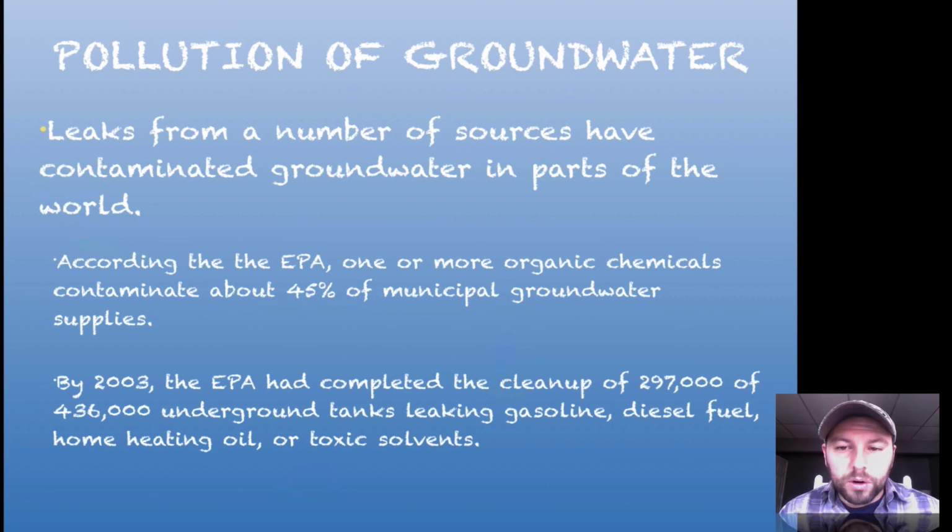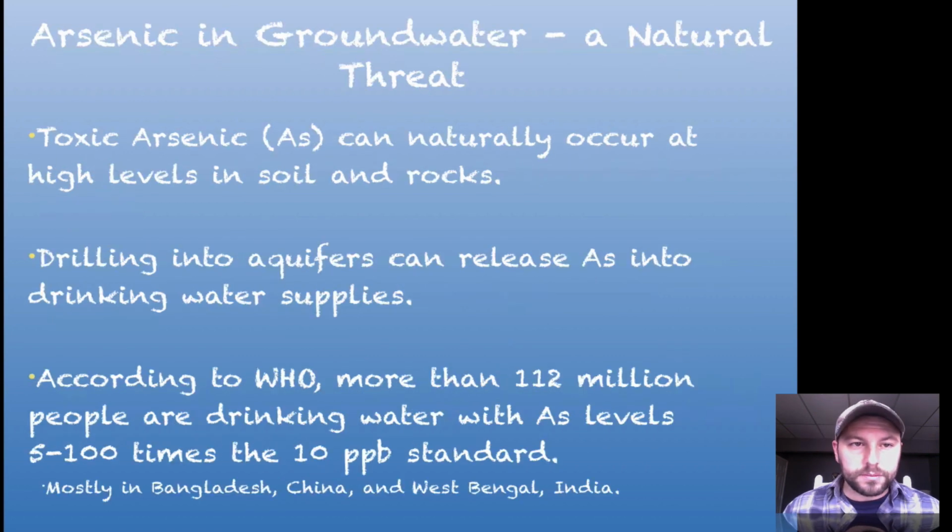According to the EPA, one or more organic chemicals contaminate just about half of the municipal groundwater supplies which we test for, and they are things that we have to look out for. Arsenic can naturally occur in rocks, which is a natural threat, and in high levels in soil. What can happen here is that drilling into aquifers helps move it into those water supplies, so that's something to worry about. The World Health Organization has estimated that over 100 million people are drinking water with arsenic levels that are 100 times higher than they should be.